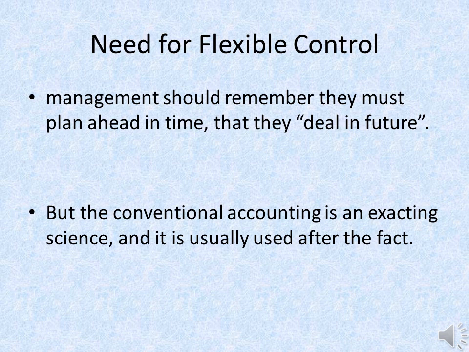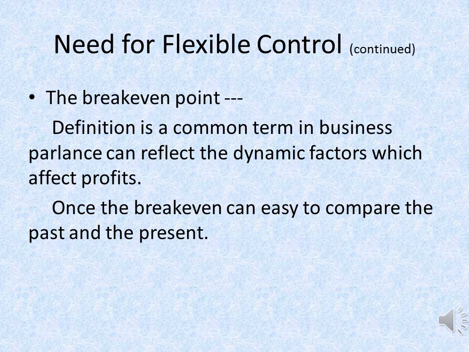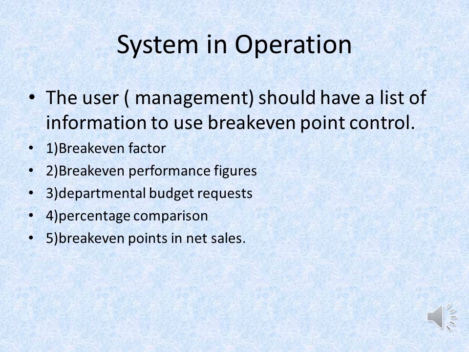The need for flexible control. Management should remember they must plan ahead in time, since they deal in the future. But conventional accounting is an exacting science, usually used after the fact. The break-even point is a common term in business parlance that can reflect the dynamic factors which affect profits. Break-even can be used to easily compare the past and the present. Management should have a list of information to use break-even point control, which includes the break-even factor, break-even performance figures, departmental budget requests, percentage comparison, and break-even point in net sales.